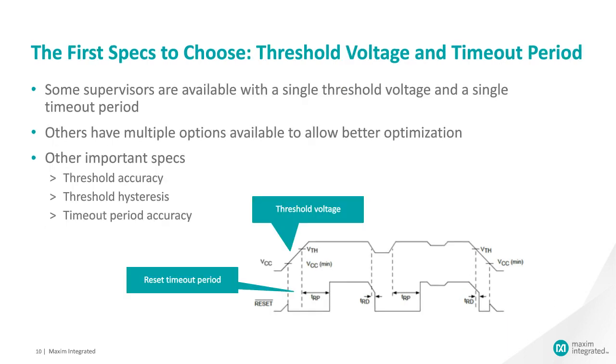There are several specs to consider when you choose a supervisor. The major two specs are threshold voltage and timeout period. Select the threshold voltage to be greater than the minimum operating voltage of the microprocessor or microcontroller. It should also be less than the minimum output voltage of the power supply. Select the timeout period to be greater than the minimum value specified for the microprocessor or microcontroller.